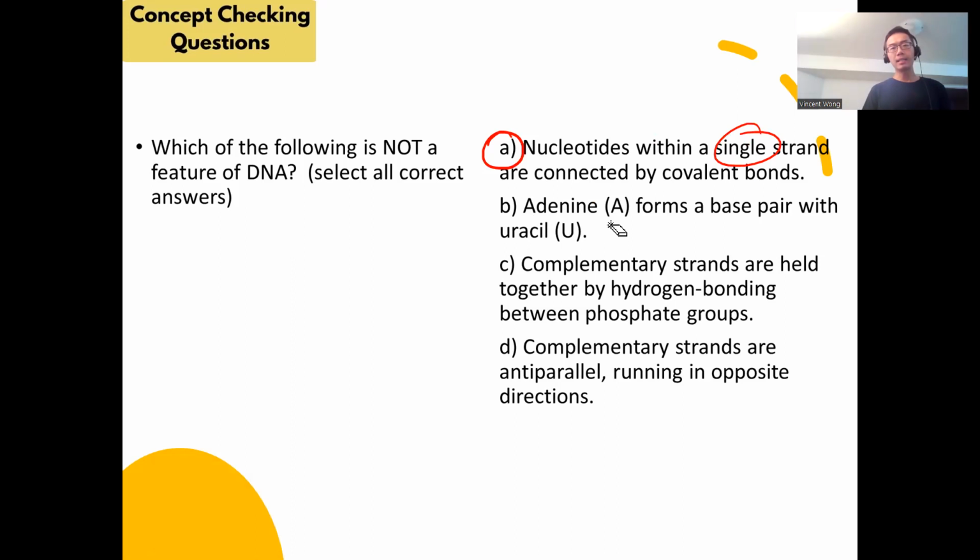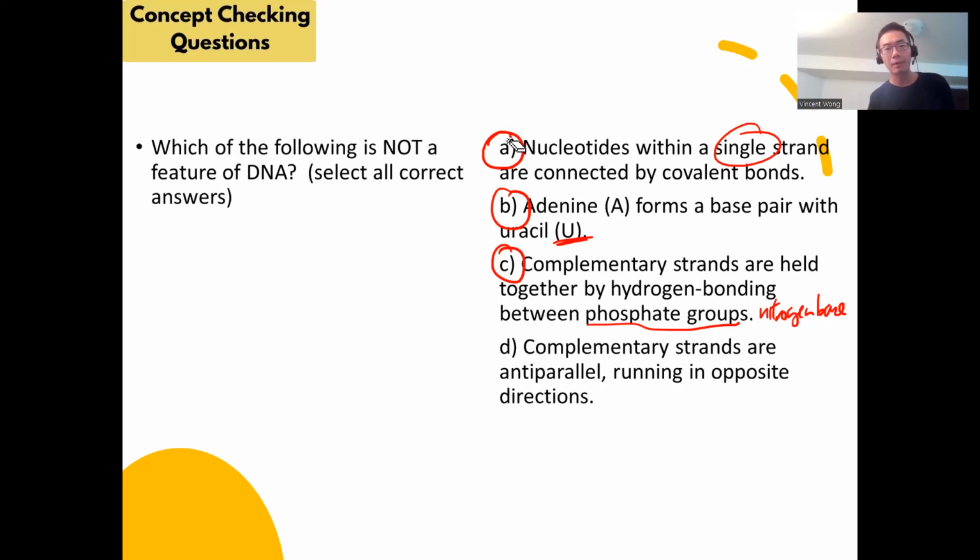B, adenine forms base pair with uracil. That is incorrect. There is no uracil in DNA, only thymine. Complementary strands are held together by hydrogen bonds between the phosphate groups. That is incorrect. They are held together by hydrogen bonds between the nitrogen bases. And the complementary strands are antiparallel and run in opposite directions. That's correct.